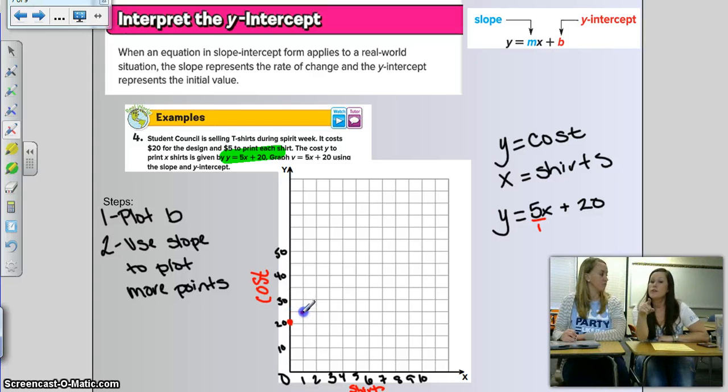Cool. Continue it. Notice how she did not go up 5 lines. She went up 5 in the cost, because the interval is by 5. Right. Cool. Okay, so then keep going.